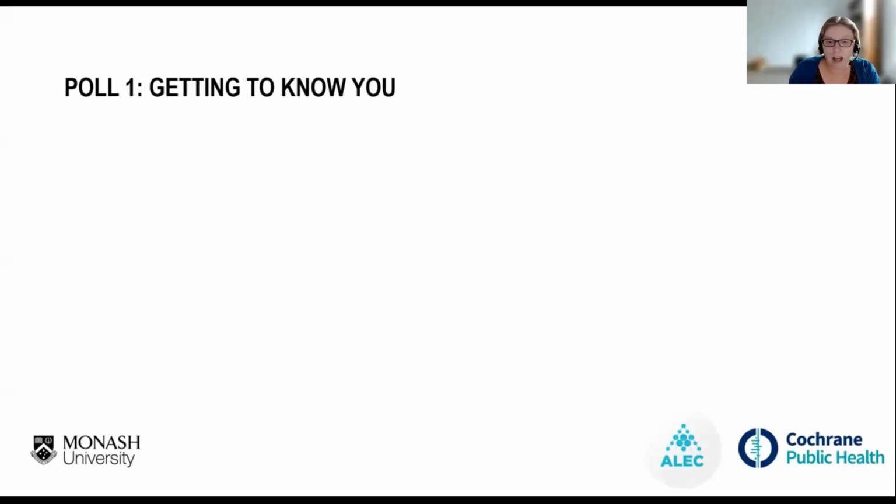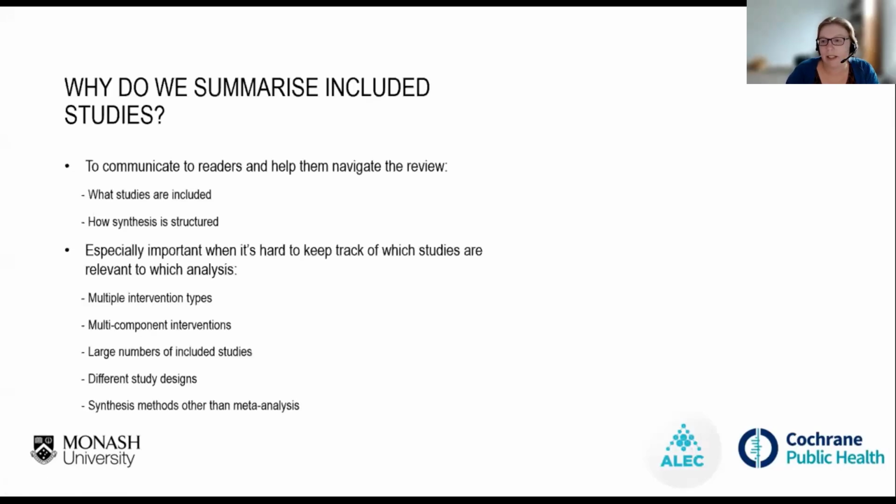Thank you. So then I guess one thing that we always want to start with when we're thinking about methods is why we're doing it and what the objective is that hopefully these methods can help with. And the reason we want to summarize the included studies for a systematic review is to really communicate that information clearly to our readers, so that they know what kinds of studies we've found, what they need to know about those studies.